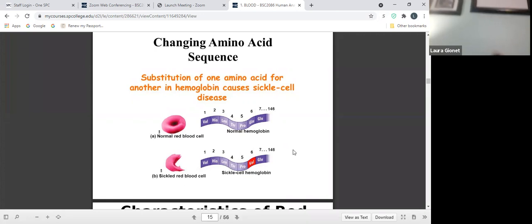And what happens is that when you're under a low oxygen tension environment, the hemoglobin and some of the proteins in the plasma membrane of your red blood cells start to sickle and form kind of a boomerang shape to it. And when that happens, you are unable to carry the same amount of oxygen as you normally would in a normal red blood cell.